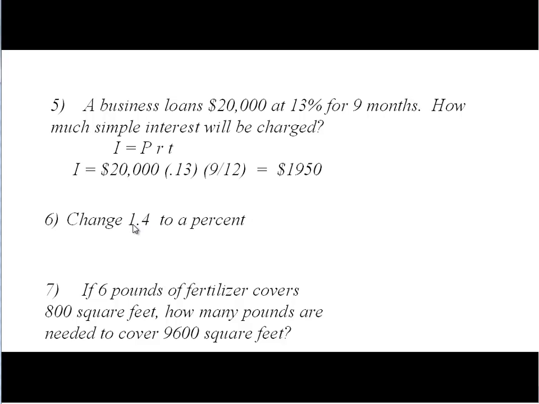Okay, they want you to change 1.4 to a percent. Changing to a percent moves it 2 decimal places. So it's 1, 2 decimals. So you're going to need to put a 0 after it, which is 140%. I'm going to move to the right.